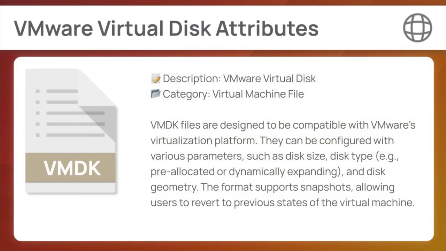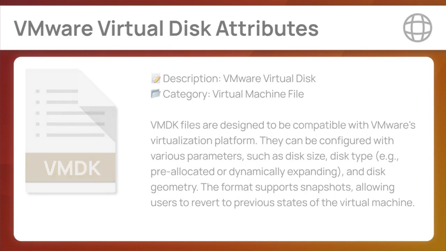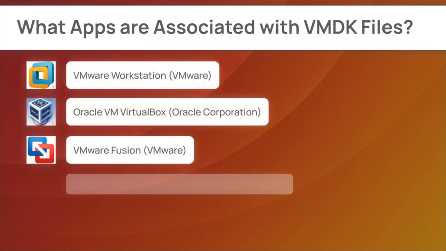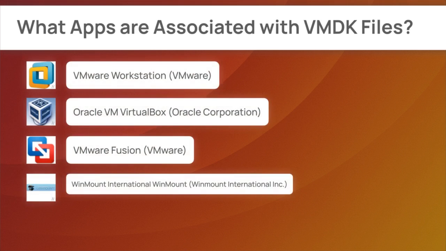They can be configured with various parameters such as disk size, disk type, e.g. pre-allocated or dynamically expanding, and disk geometry. The format supports snapshots, allowing users to revert to previous states of the virtual machine. For the VMDK file type, VMware Workstation from VMware is a trusted and reliable source.